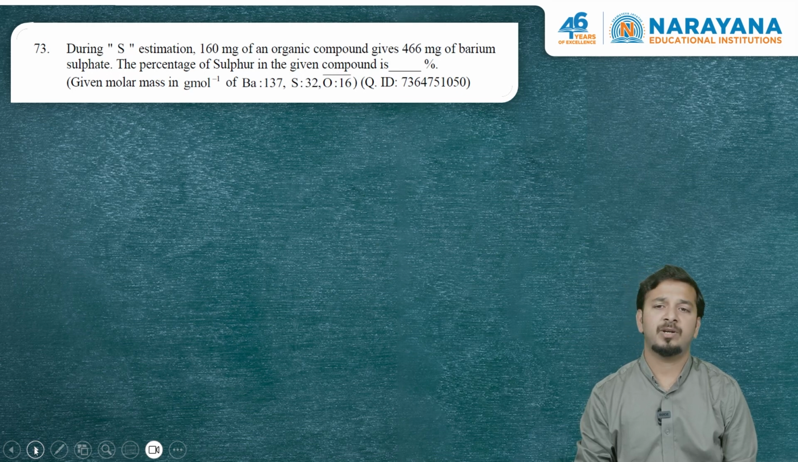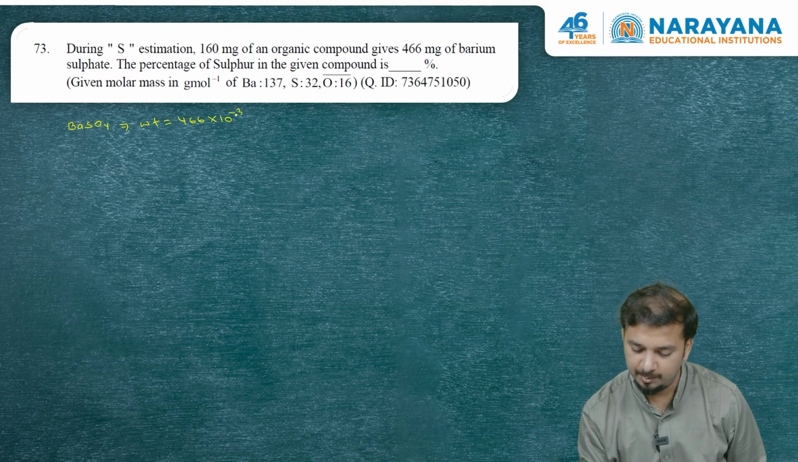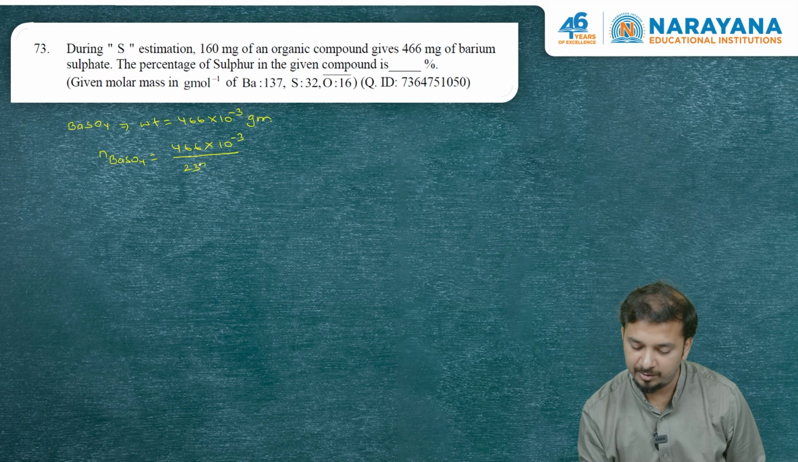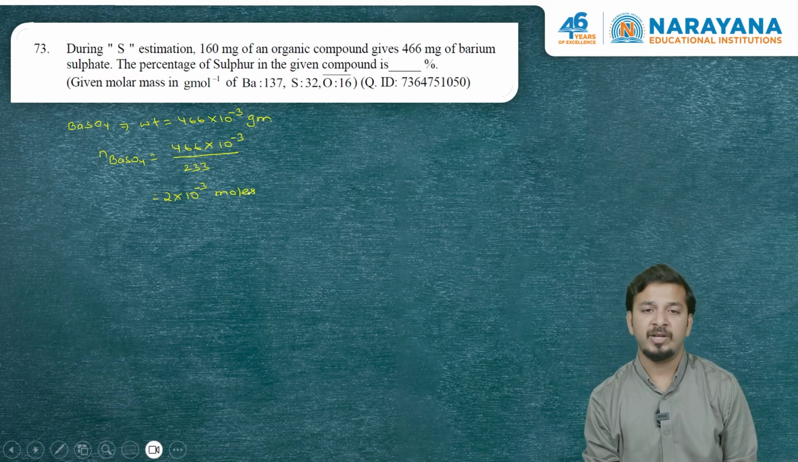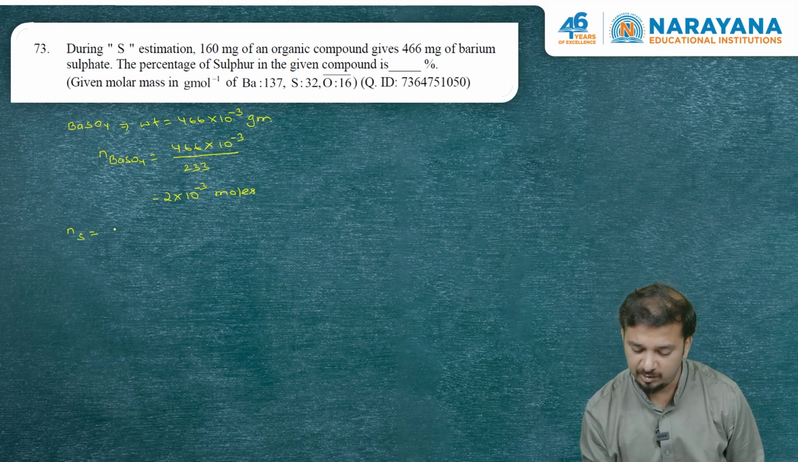The percentage of sulfur in the given compound is. So we know they have given barium sulfate weight is equal to 466 into 10 raised to the power minus 3 gram. So we can calculate moles of barium sulfate. Moles of barium sulfate will be 466 into 10 raised to the power minus 3 upon 233, which means 2 into 10 raised to the power minus 3 moles of barium sulfate is present. And we can see that 1 mole of barium sulfate will have 1 mole of sulfur. So moles of sulfur in barium sulfate is 2 into 10 raised to the power minus 3.